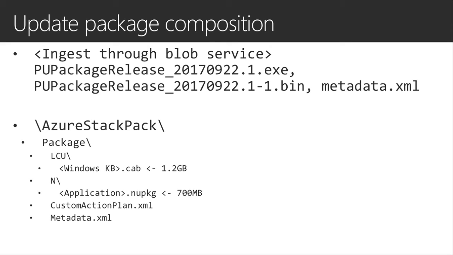N is for the NuGet packages. Again, the latest cumulative updates are about 1.2 gig in size. The NuGet packages that express updates for our particular applications, CRP, NRP, SRP, are about 700 megs. Those will both grow in size. From 1607 until today, the latest cumulative update for Windows Server has gotten to 1.2 gig, so over the next few months I suspect that gets bigger. There's a custom action plan that says what is the order of update I'm going to take. The action plan we're going to pass over to our enterprise cloud engine that Chung built, which parses our update action plan.